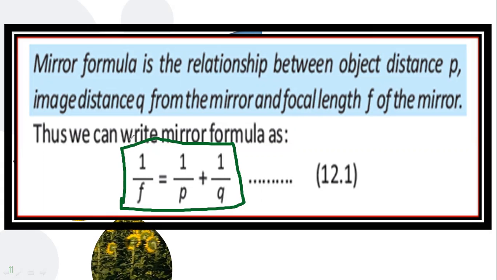So mirror formula is the relationship between the object distance P, image distance Q from the mirror and the focal length of the mirror. This is called the mirror formula. I'm telling you again, F shows the focal length, P shows the object distance, and Q shows the image distance. So you should learn these things very clearly so it will help you to understand the other topics.